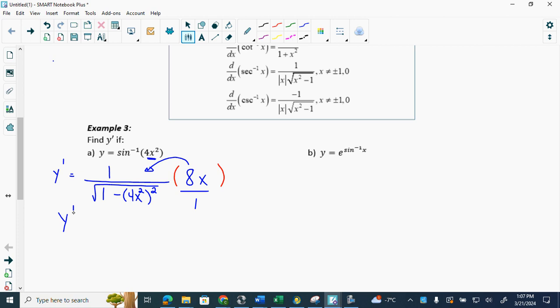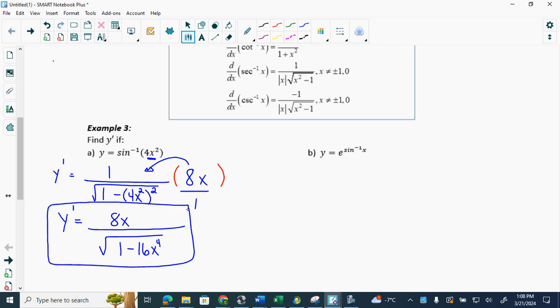So y prime equals 1 times 8x, which is 8x, over the square root of 1 minus, what do we do here? You have to remember to square both of the things, right? The 4 and the x squared. 4 squared is 16. X squared squared is x to the 4, and you're done. So the original is literally just using the formula and putting in for x, correct? And then if it's not just an x, you actually have to chain rule because of the rule of chain rule, where you have to actually do the derivative of everything.